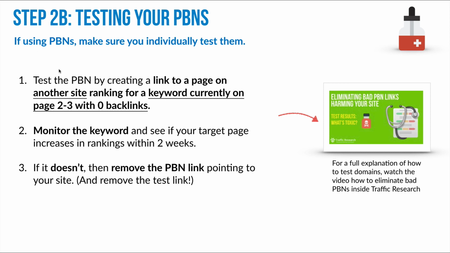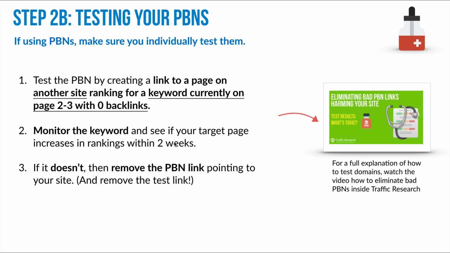So what I'm going to recommend is you go watch the video on how to test PBNs, like eliminating bad links harming your site. This is what the video looks like. But the 30-second gist of it is you're going to take that PBN and link to another keyword to see if it reacts positively or negatively. You find another site and link for a different keyword that's currently on page 2 or 3 with 0 backlinks.